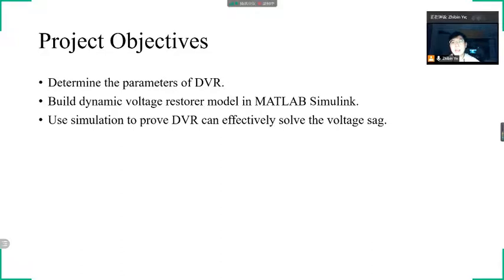Here are our project objectives. There are mainly three parts. First, we need to determine the parameters of DVR. Second, we need to build dynamic voltage restore model in MATLAB Simulink. And at last, we use simulation to prove DVR can efficiently solve the voltage sag problem.